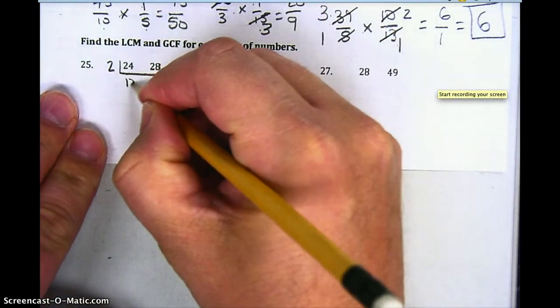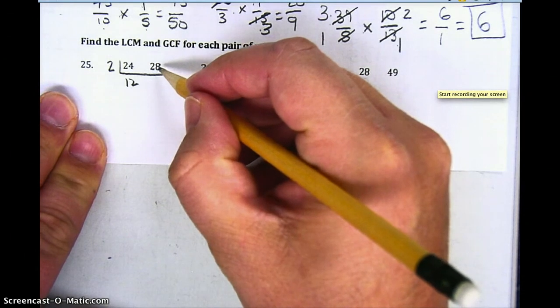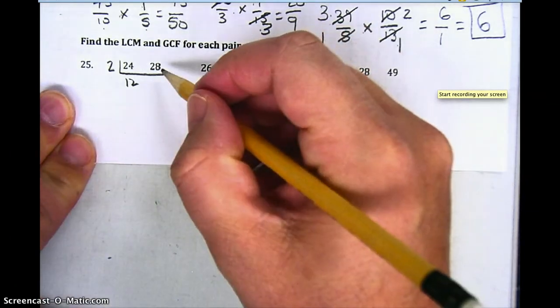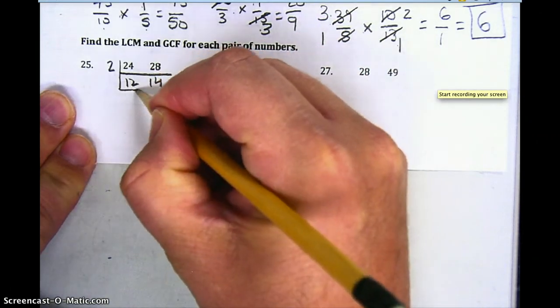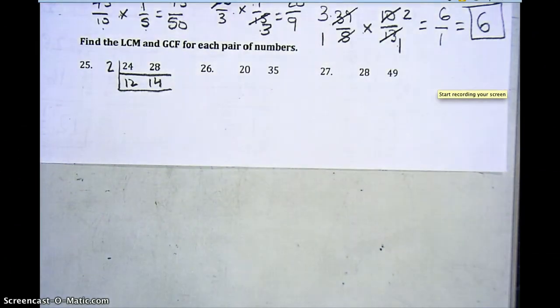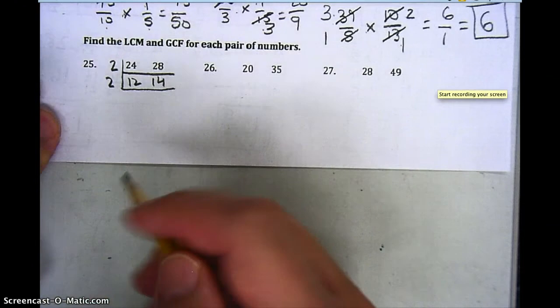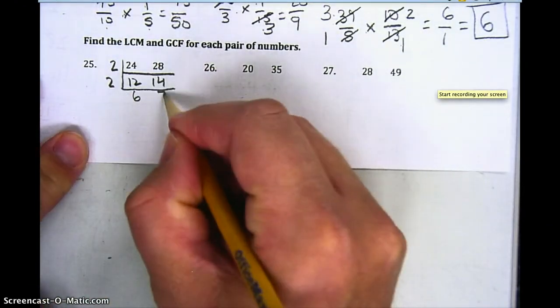And I'm going to make it 12 underneath there, because 24 divided by 2 is 12, and then 28 divided by 2 is what? And I'll put a 14 under there because I know that 28 divided by 2 is 14. Then what I do next is, are there any numbers that go into 12 and 14? And 2 does. So I'll put another 2 along the side there, and I say 12 divided by 2 is 6, 14 divided by 2 is 7.